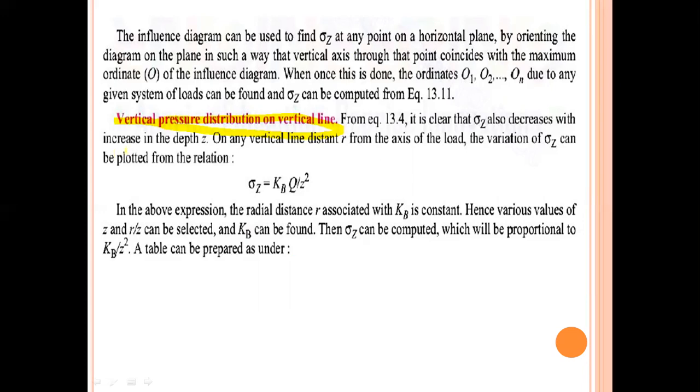The variation of sigma z can be plotted from the relation sigma z equal to Kb into Q by z square. In this expression, the radial distance is associated with Kb, which is constant. Hence, various values of z and r by z can be selected and Kb found. Then sigma z can be computed, which will be proportional to Kb by z square. A table can be prepared as under.